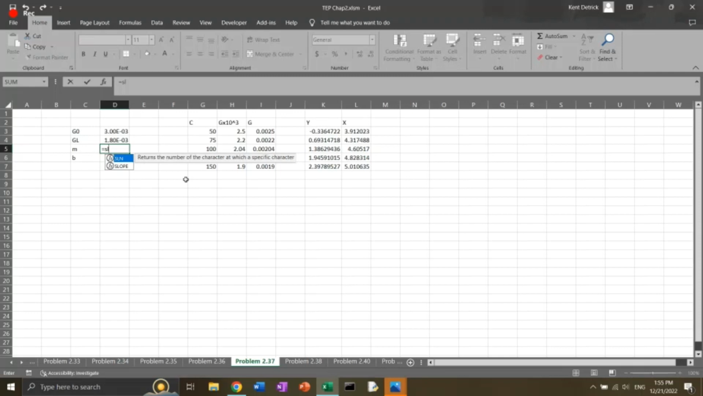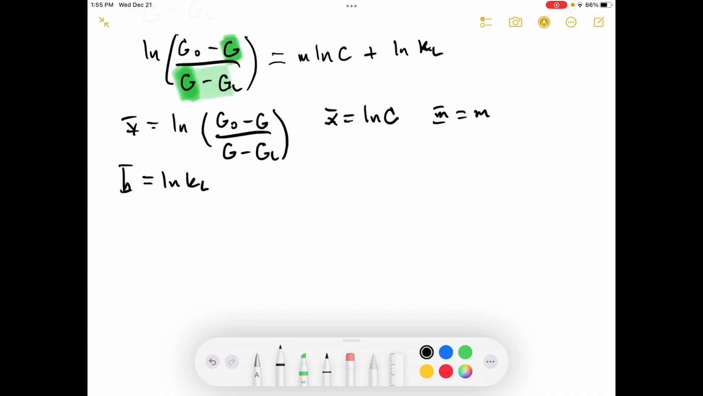M is equal to the slope of this line, known y's, known x's, and B is equal to the intercept of this line, known y's, known x's. There you go. Now we know what M equals. So M equals 2.48 and B equals minus 10.04.